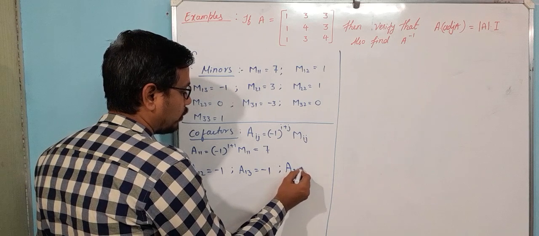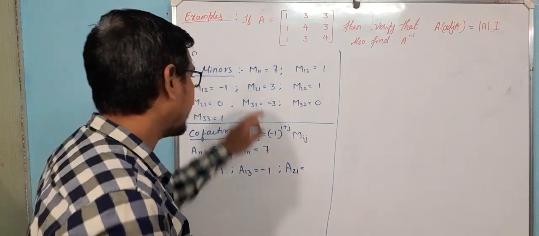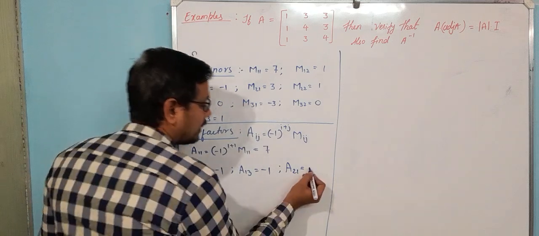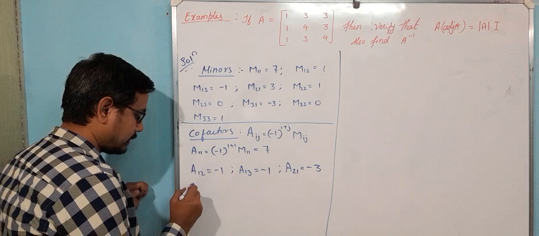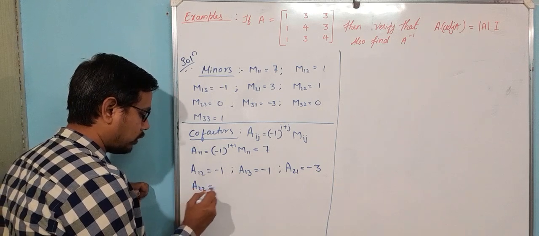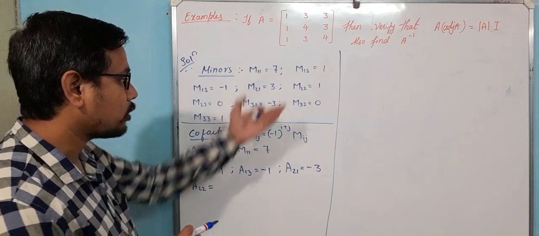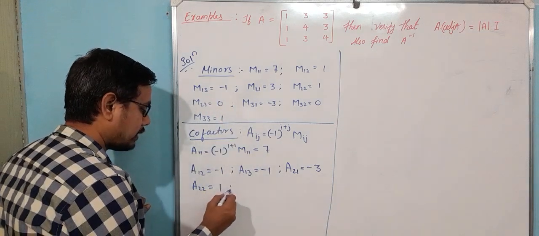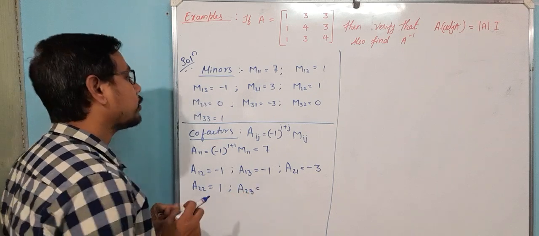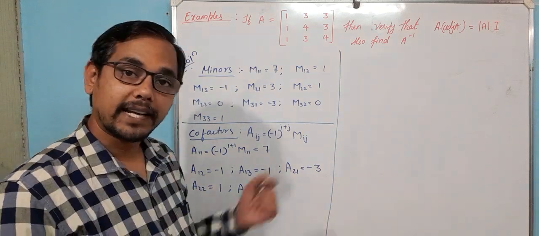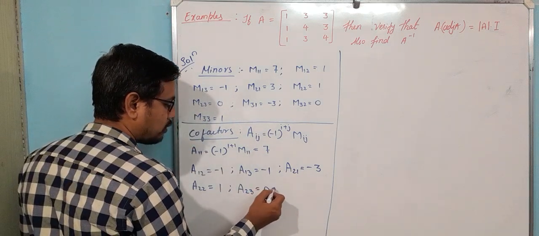Then A21: 2 plus 1 is odd. Odd means negative of this, so minus 3. Then A22: 2 plus 2 is even. When it is even, it will be equal to M22, which is 1. A23: 2 plus 3 is odd. Odd means negative of M23. M23 is 0, and negative of 0 is also 0.